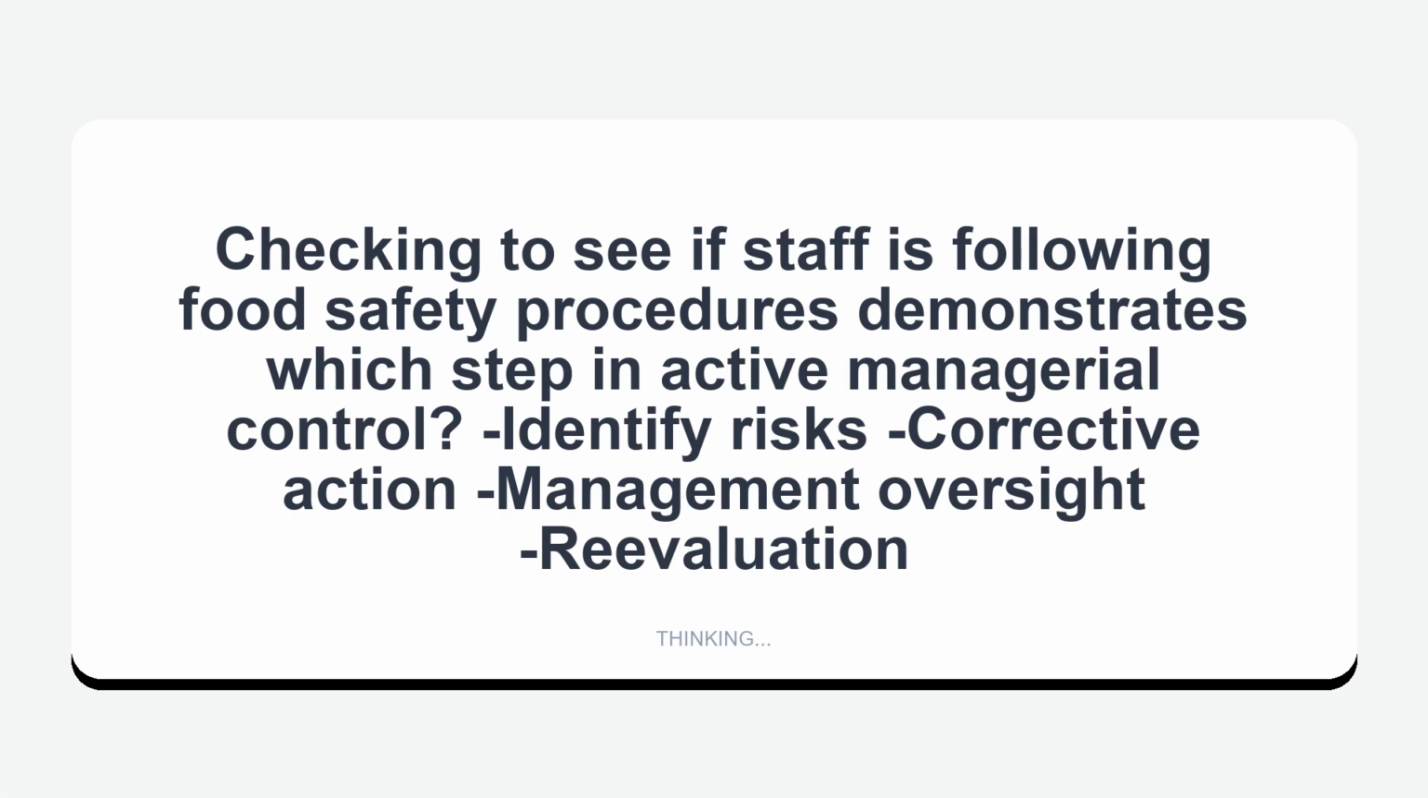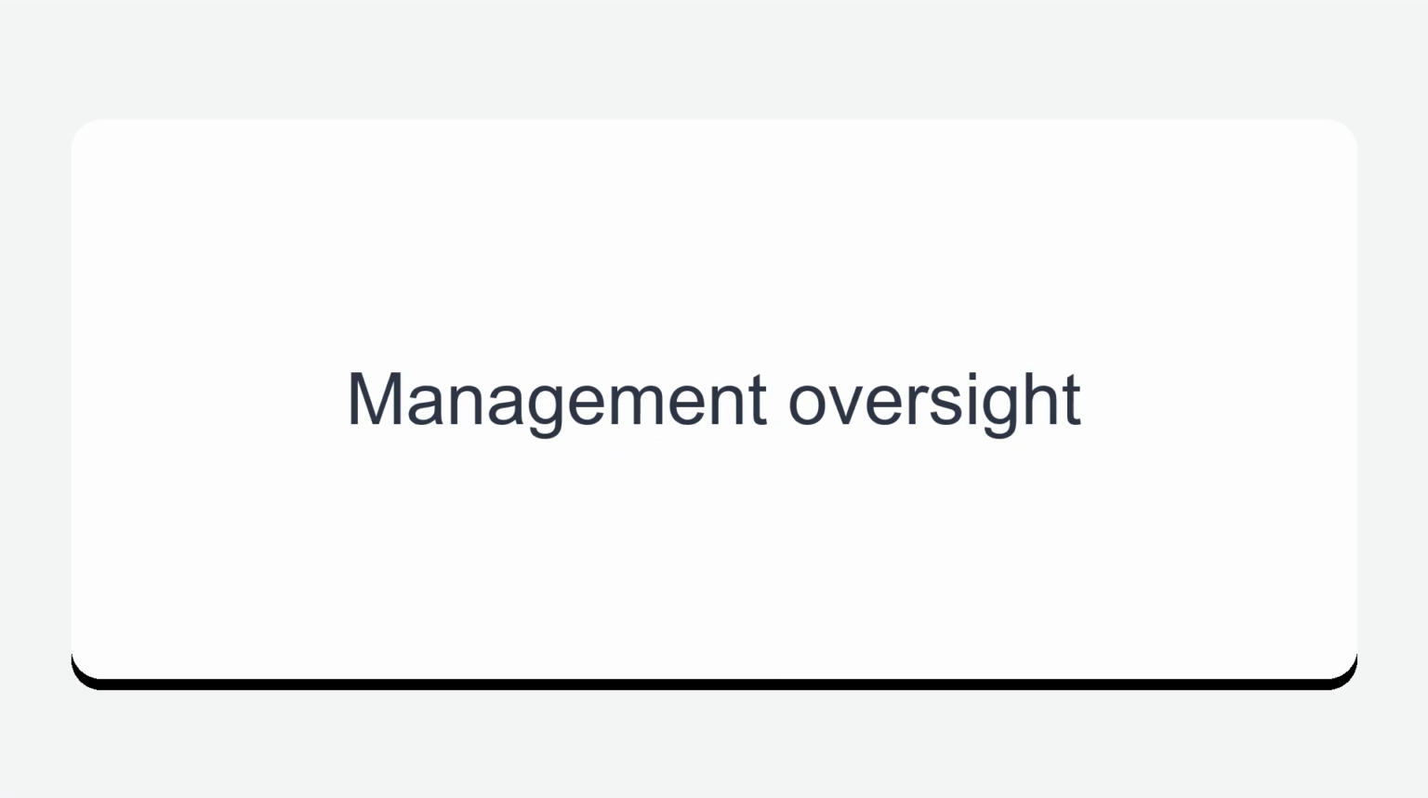Checking to see if staff is following food safety procedures demonstrates which step in active managerial control? Identify risks, corrective action, management oversight, re-evaluation. Answer: management oversight.